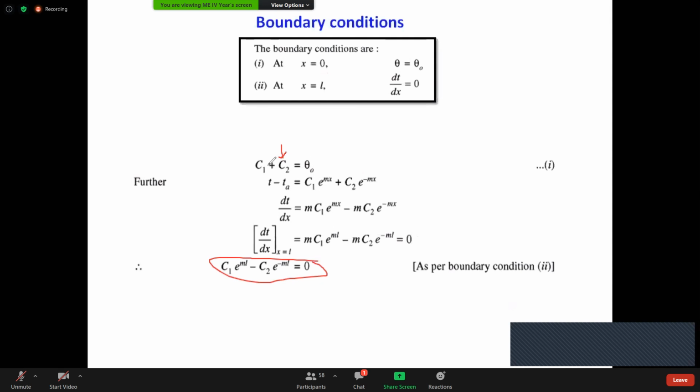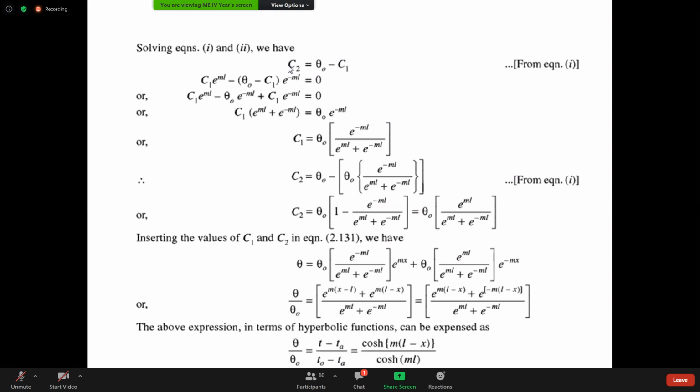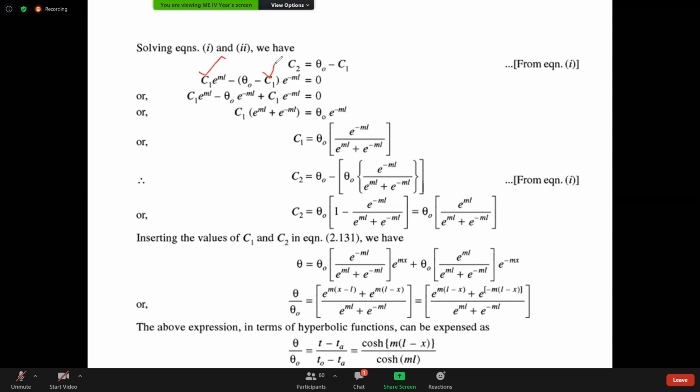That C2 is theta naught minus C1, and that value I am substituting here. Whatever values I get will be in the form of only one parameter. What is that parameter? I can see this is in terms of C1, and this is also in terms of C1. So if I simplify this, I'll get C1. This is very simple.